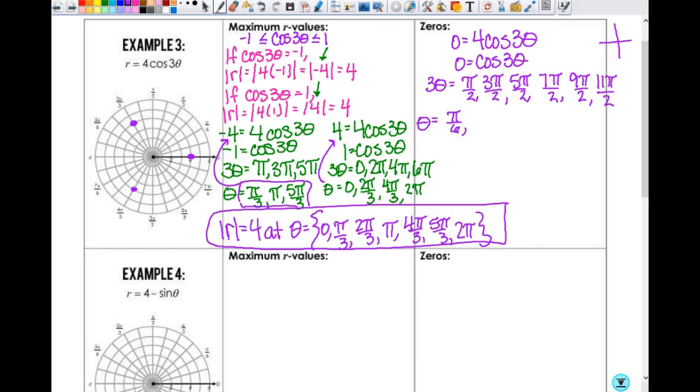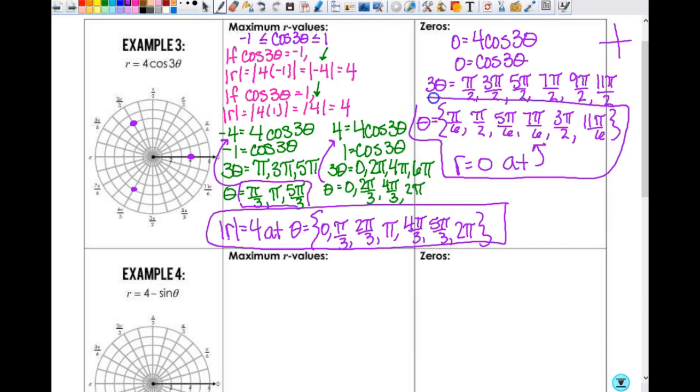What is 3 pi over 6? So it's pi halves. And then this is going to be 5 pi over 6, then 7 pi over 6. What would 9 pi over 6 be? 3 pi over 2, and then 11 pi over 6, right? So instead of rewriting that again, we can say r equals 0 at, draw a little arrow, and this will be our answer, because they're already in order. I had to rewrite all these because they weren't in order, but.